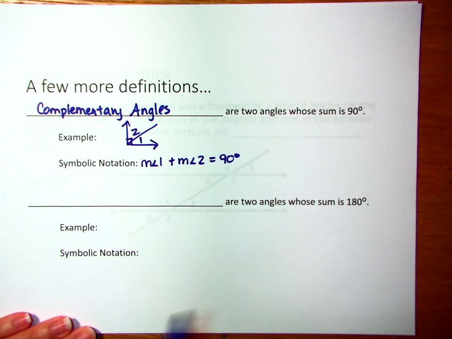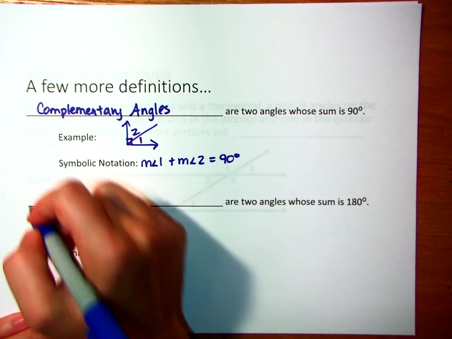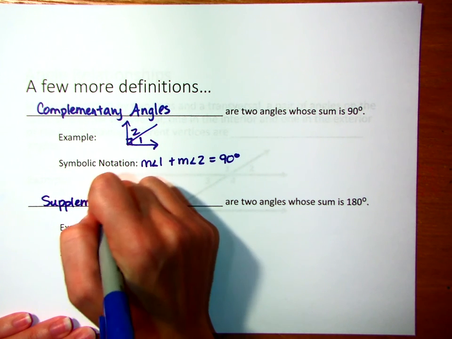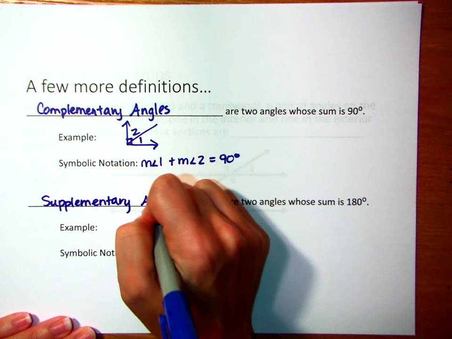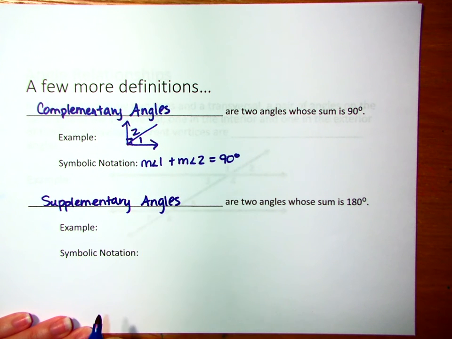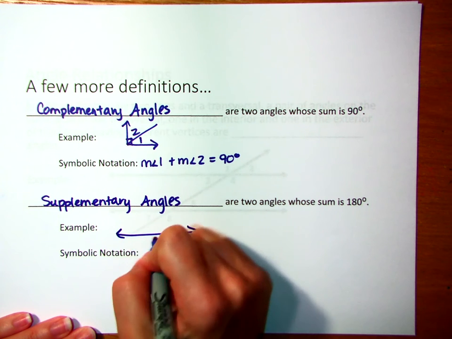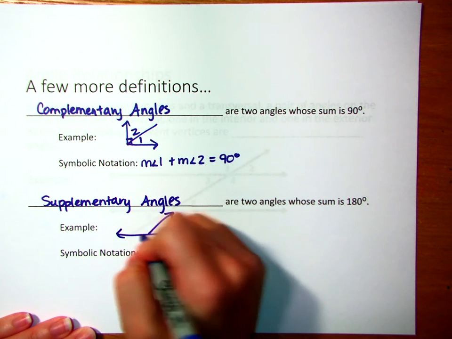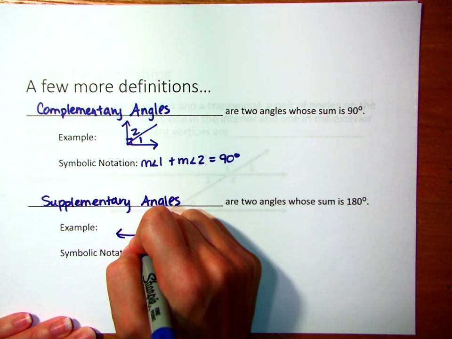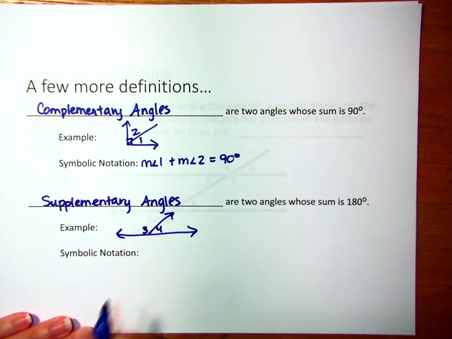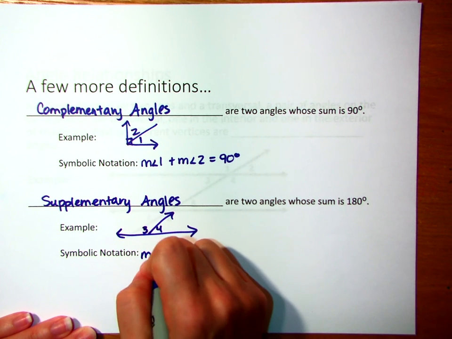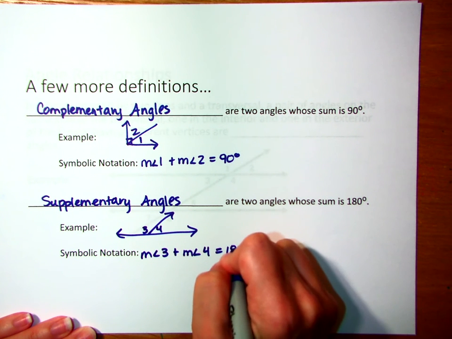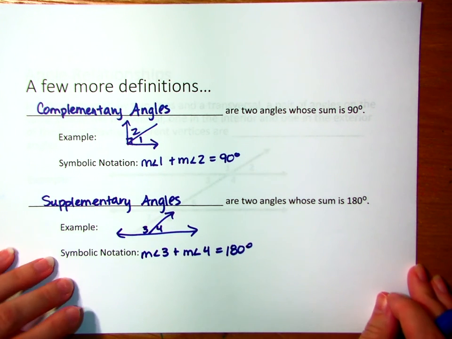When the angles add up to be 180 degrees, they have a sum of 180 degrees, we call those supplementary angles. For example, they would make a straight line. And we could say that this would be maybe angles 3 and 4. So our symbolic notation would be that the measure of angle 3 plus the measure of angle 4 equals 180 degrees. That makes them supplementary.